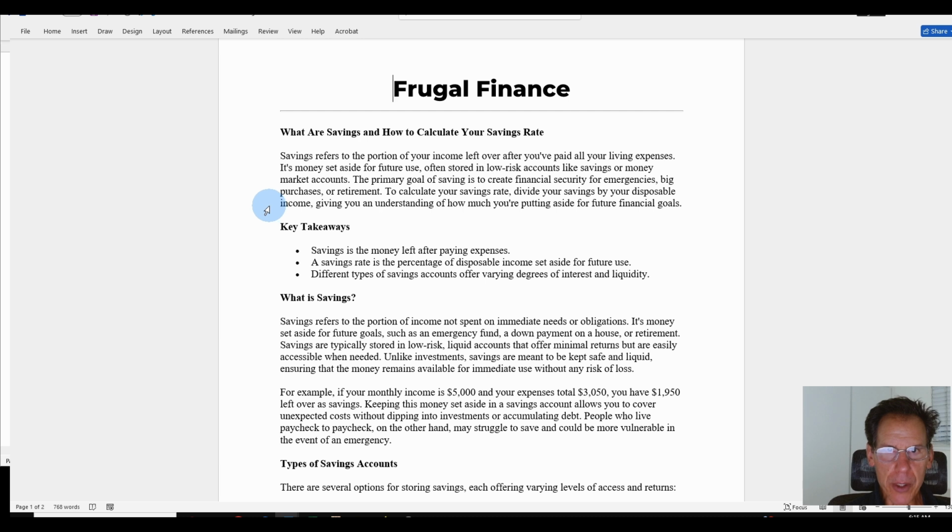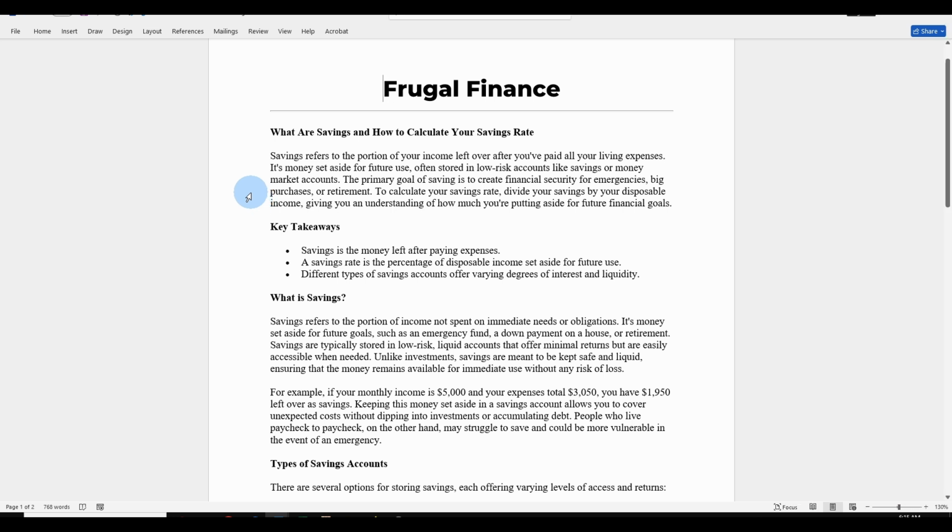Savings refers to the portion of your income left over after you paid all your living expenses. It's money set aside for future use, often stored in low-risk accounts like savings or money market accounts. The primary goal of savings is to create financial security for emergencies, big purchases, or retirement. To calculate your savings rate, divide your savings by your disposable income, giving you an understanding of how much you're putting aside for future financial goals.